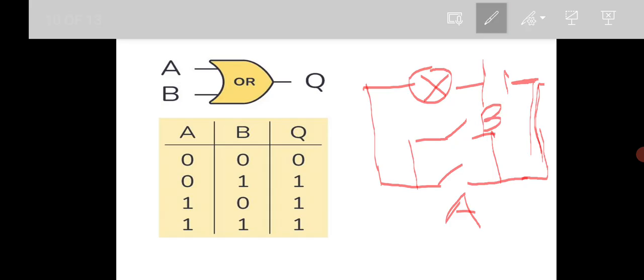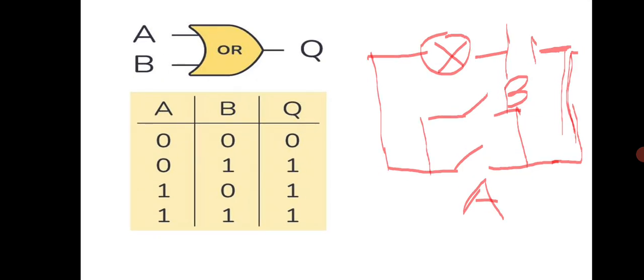So what the OR gate does is that for us to have a positive output, a 1 here, one switch must be closed. Let's start from a situation where both switches are open. If switch A is open, switch B is also open. Remember, current cannot pass through a gap. Therefore, the bulb will not give light.